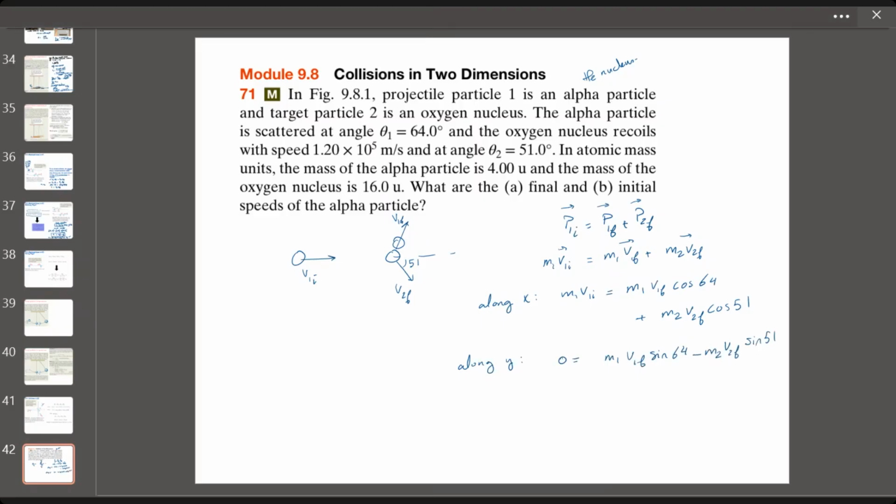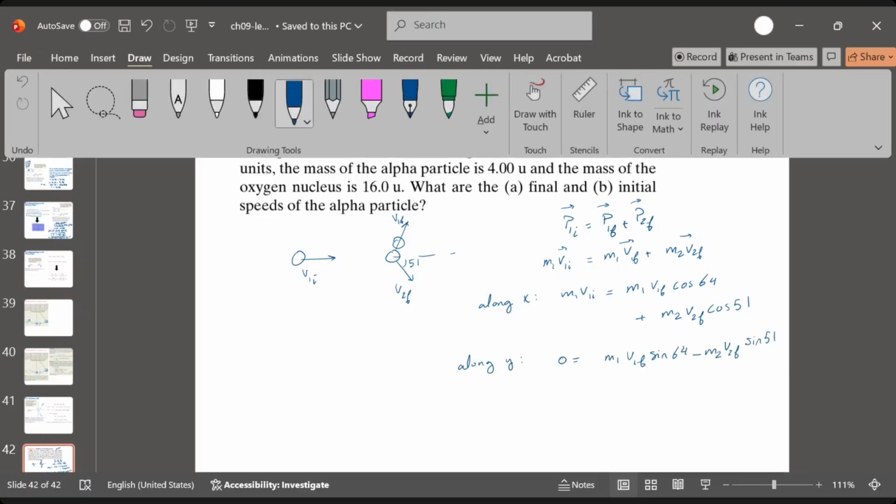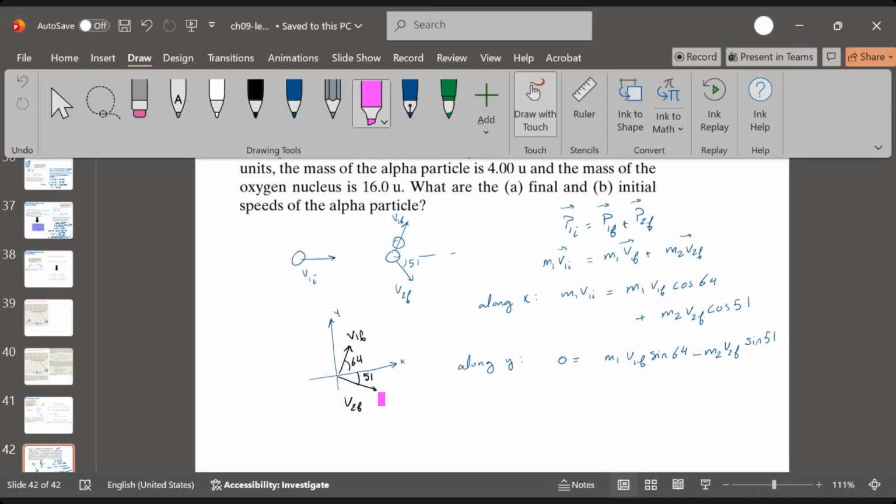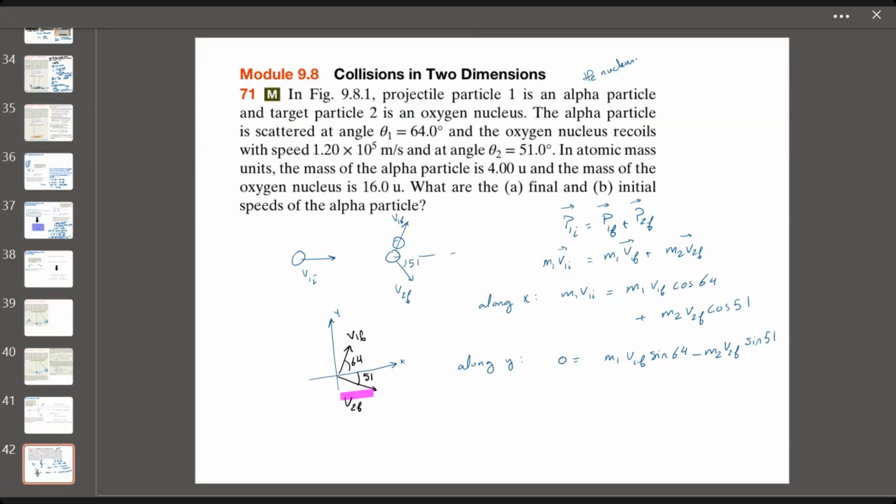If you can't see it, I recommend that you draw x and y axes. So these are my speeds, V1 final making an angle 64 and V2 final making an angle 51. So if you draw the x and y axes, you can clearly see the angles. This is the x-axis, this is the y-axis. So we'll find x and y components, and you can see how if you project V2 final on the y-axis, it's negative. So I'll put a minus sign.